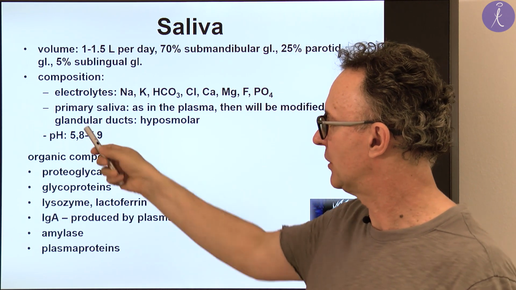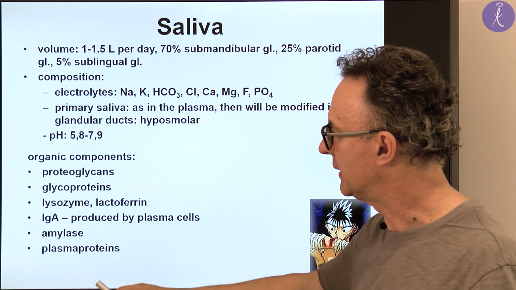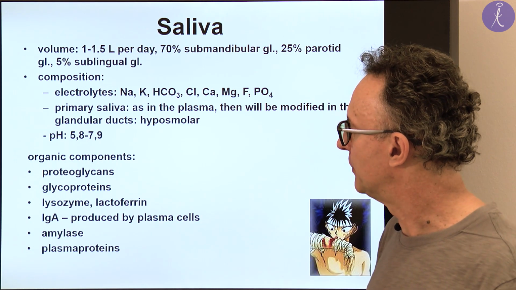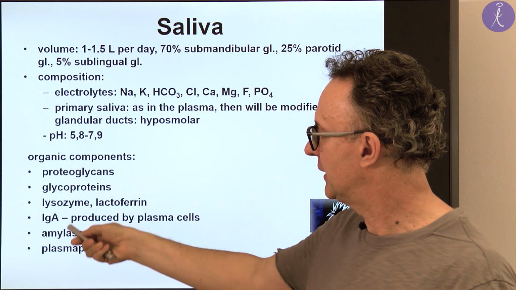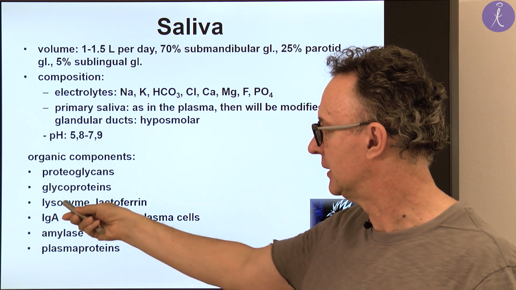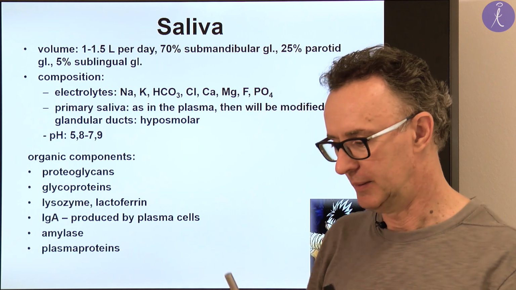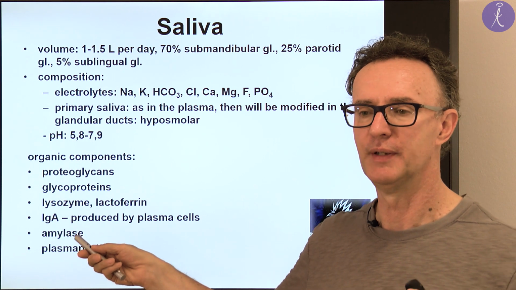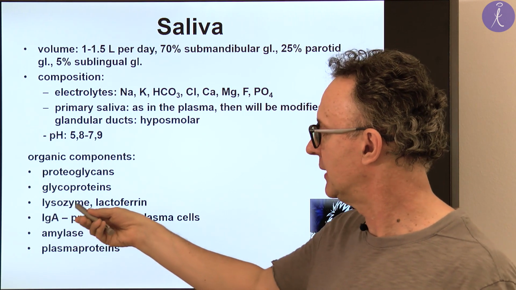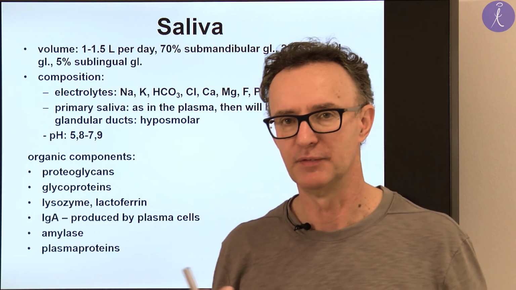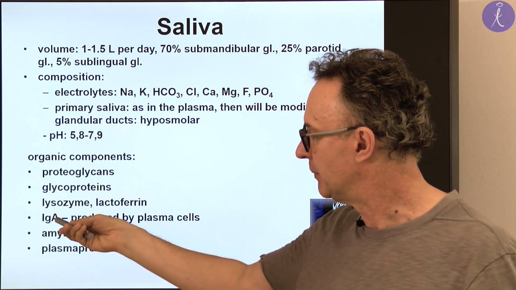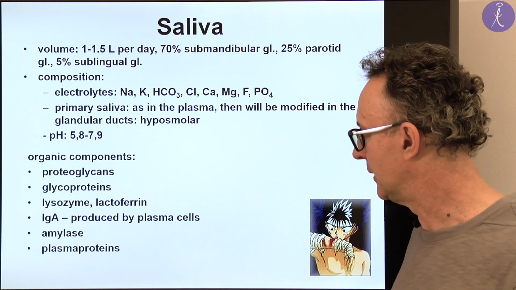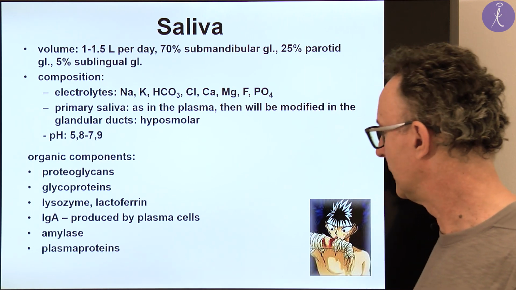This is the typical pH range. And then some organic components are listed, proteoglycans and glycoproteins, that's why it's a mucous component. And we have important enzymes, as I mentioned, amylase for carbohydrate digestion, lysozyme and lactoferrin for defense against bacteria. And we have a special immunoglobulin. This is typical for the fluids in the body, such as the saliva. This is produced by the plasma cells, as we studied in the previous semester. But this immunoglobulin is typical here, the immunoglobulin A, as in the other fluids in the body. And we have some other plasma proteins.